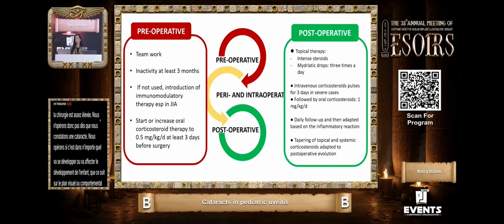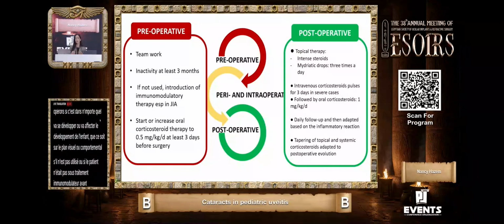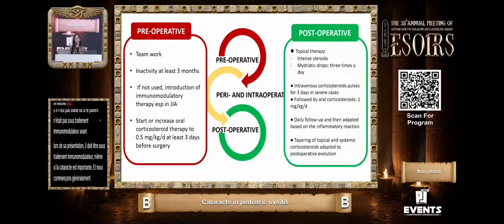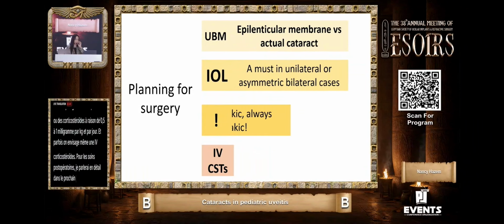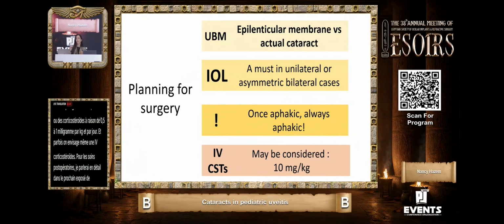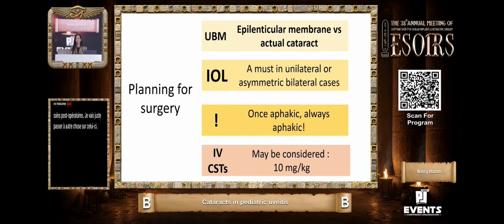If the patient was not on immunomodulatory therapy prior to his introduction to you, he must be on immunomodulatory therapy even if the cataract is significant. And we start usually with oral corticosteroids at a rate of 0.5 to 1 milligram per kg per day, and sometimes we even consider IV corticosteroids. For the postoperative care, I'm going to be talking in detail in the next talk, so I'm just going to skip ahead on this one. The planning for surgery aspect in cases of pediatric uveitis, Dr. Samir has talked about it in detail, but I'm just going to highlight some points.